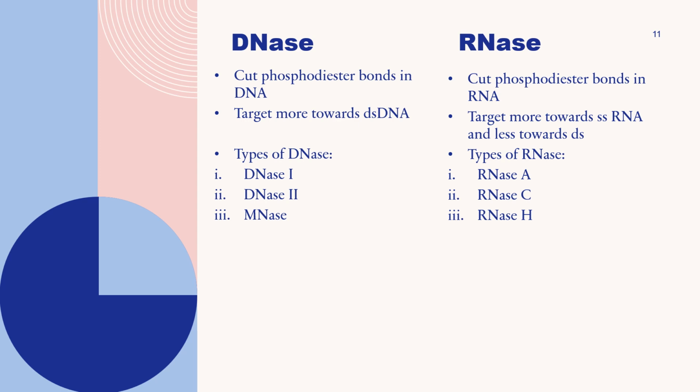So this is the difference between DNases and RNases. DNases cut phosphodiester bonds in DNA. RNases cut phosphodiester bonds in RNA. DNases target more towards double-stranded DNA. RNases target more towards single-stranded RNA and less towards double-stranded DNA or RNA. Types of DNases are DNase 1, DNase 2. Types of RNases are RNase A, RNase C, RNase H.